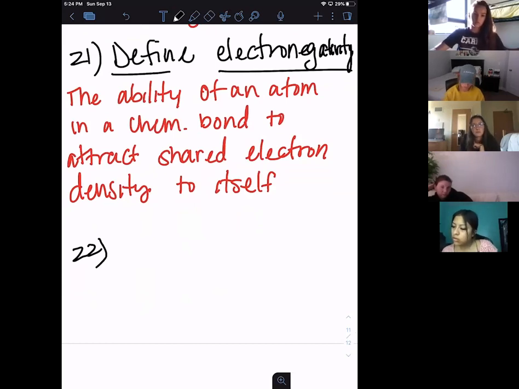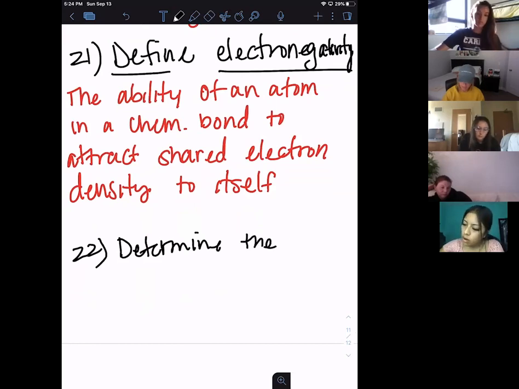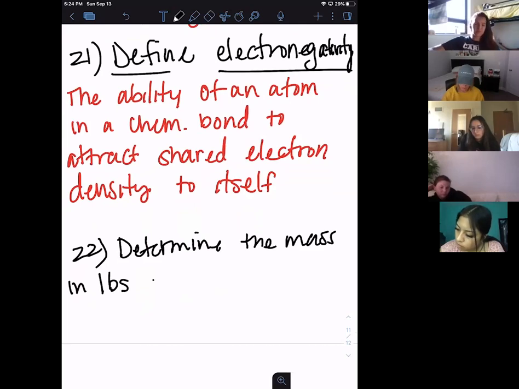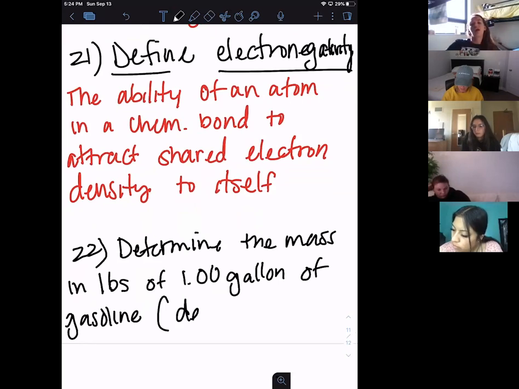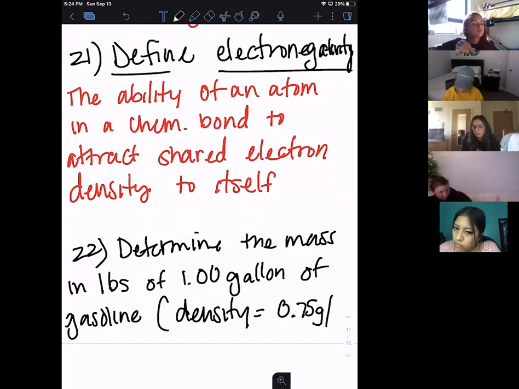Okay? Determine the mass in pounds of 1.00 gallon of gasoline, where the density of that is equal to 0.75 grams per milliliter.